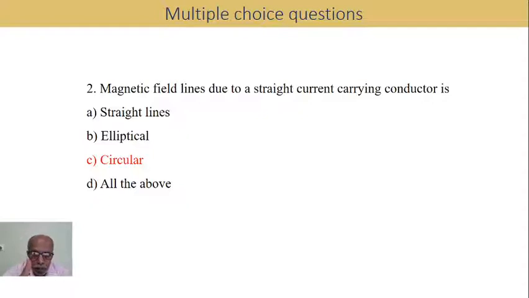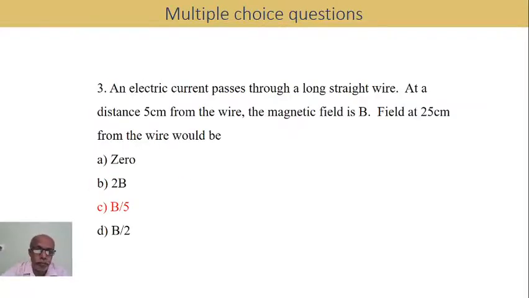The straight current carrying conductor is assumed to be held in the right hand, such that the thumb represents the direction of the current. Then the four encircled fingers represent the direction of magnetic field around the straight current carrying conductor, which will be circular in shape.